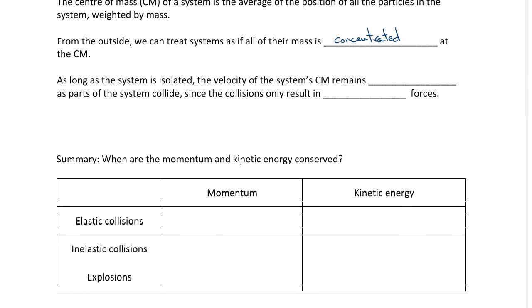Now, as long as a system is isolated, the velocity of the system's center of mass is going to remain constant, even though parts of the system are colliding, because all of those collisions just result in internal forces. And as we saw earlier, the internal forces, because they are Newton's third law pairs, do not cause the acceleration of the overall center of mass.